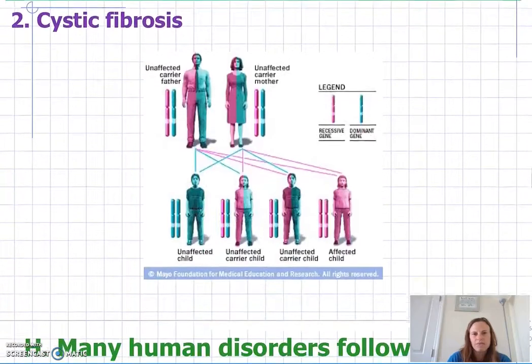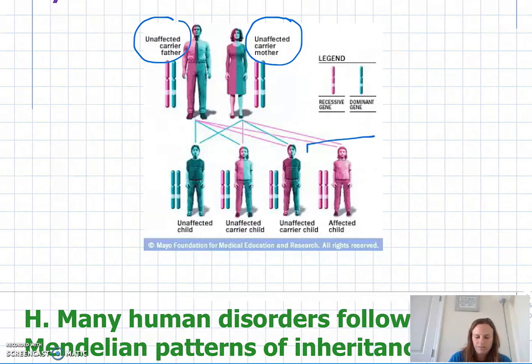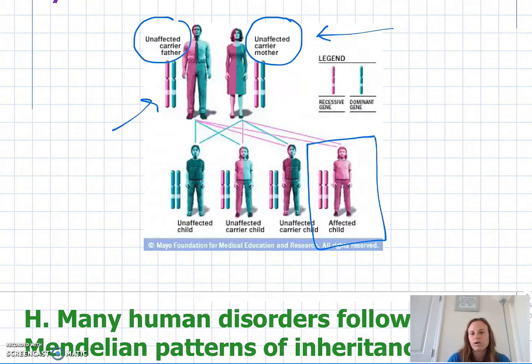Here is the pattern of inheritance showing how two unaffected parents, an unaffected father and an unaffected mother, could potentially create an affected child, because this father and this mother are carriers for the CF genetic disease, or that they have the CF allele. Potentially, these parents could have an unaffected child. They could have unaffected carrier children, or they could have an affected child, meaning that child has cystic fibrosis.